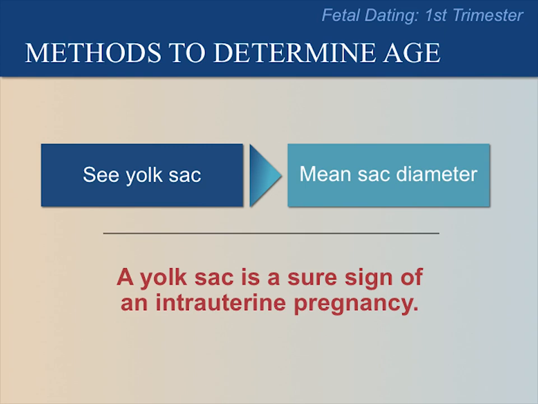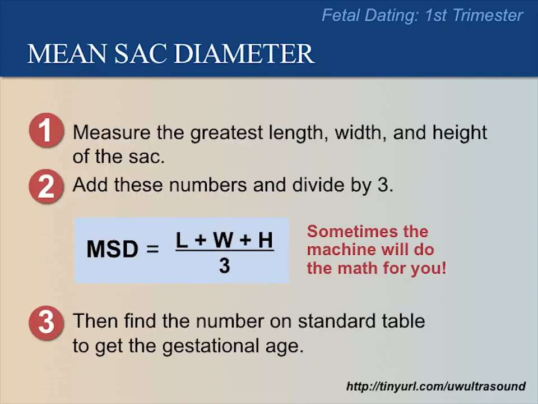Note that there is a rare situation in which a woman can have both an intrauterine pregnancy and an ectopic pregnancy. This is quite rare, but more common in women who have undergone in vitro fertilization to improve chances of pregnancy. To find the mean sac diameter, follow these steps.